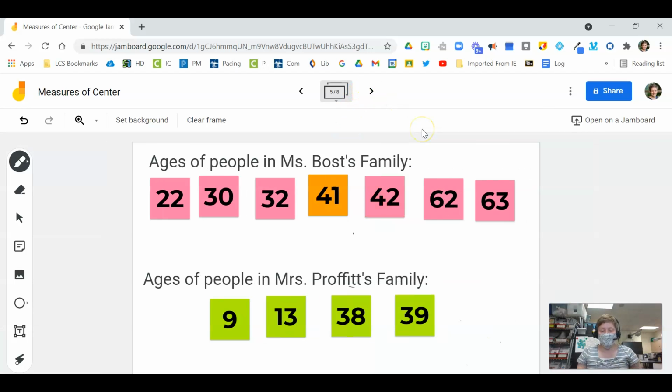We've been all week looking at the ages and practicing those measures of center. Let's take a look at this. Do we have any repeated numbers? Nope. No one in Miss Boss's family is the same age as someone else. So she has no mode in the ages of her family. Guess what? Mine's the same too. There are no twins or people born in the same year. So there's no mode. It's not very exciting in this particular case.